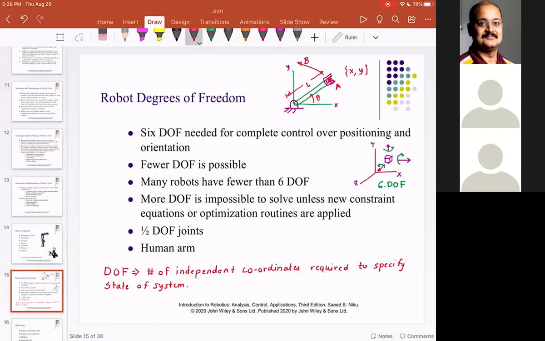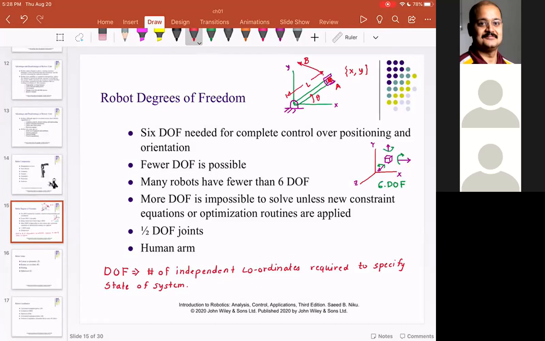Now, a robot could have as many as 6 degrees of freedom. You could have a half DOF, which means the rotation is constrained. And we will look at different robots and try to identify their degrees of freedom, and how we address robots that have more or fewer degrees of freedom. How do we derive the motion equations, position equations, and so on.